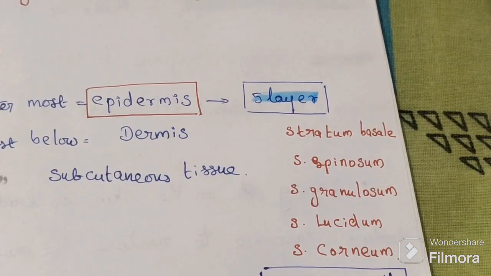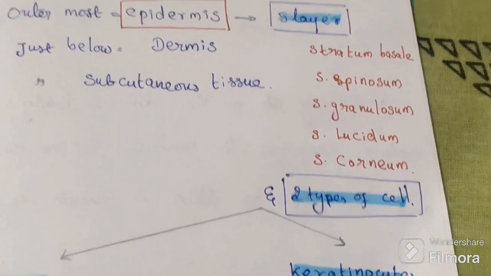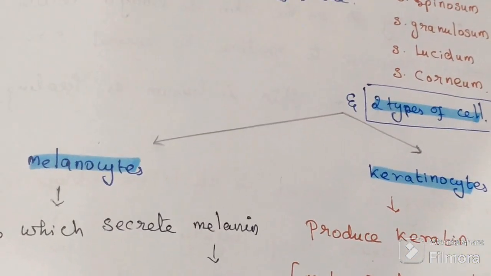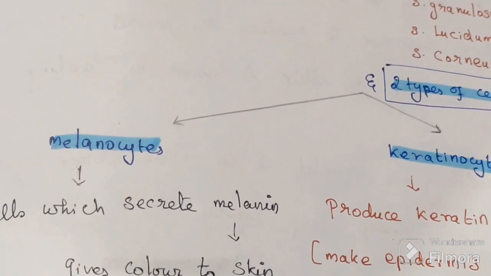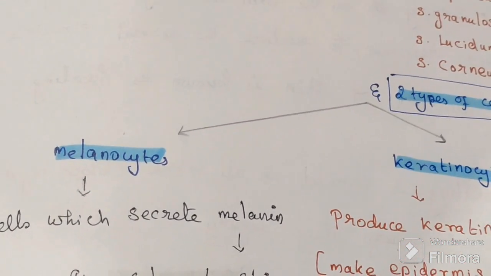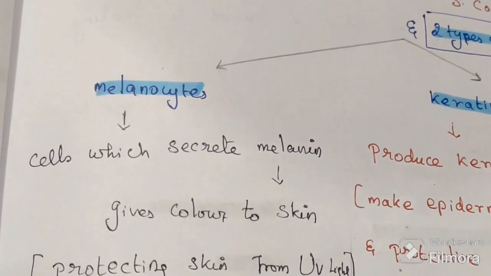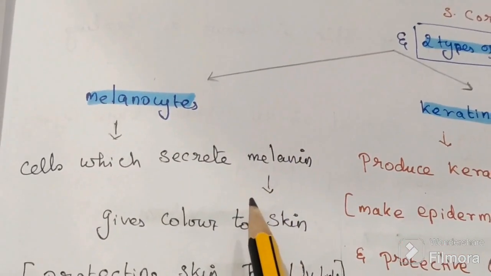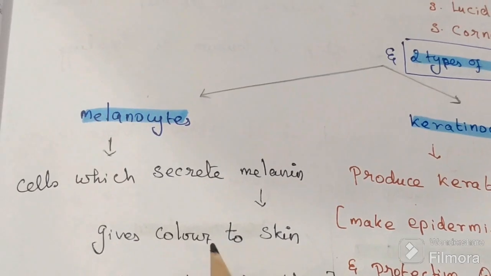In these five layers we have two types of cells. What are the two cells? Melanocytes and keratinocytes. Melanocytes are the cells which secrete melanin. Melanin is a pigment that gives color to our skin.